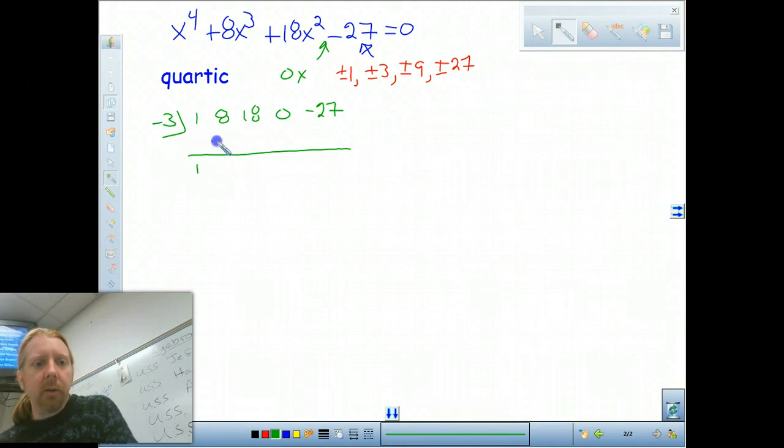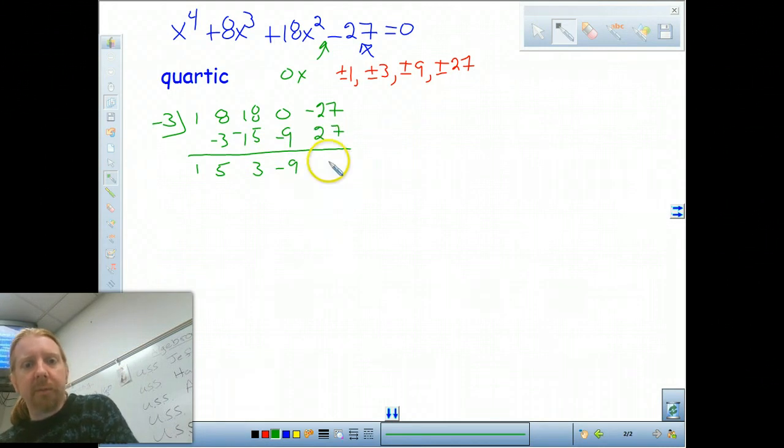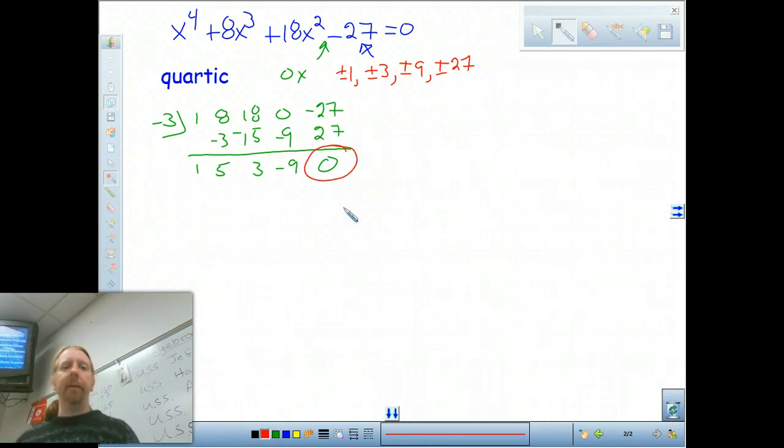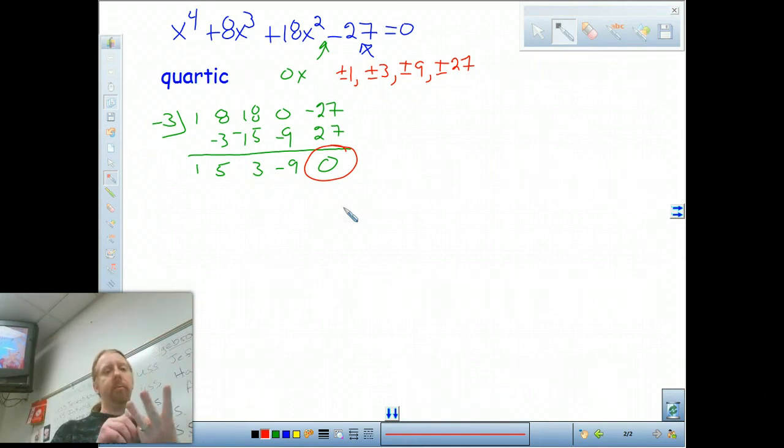So 1 times negative 3 is negative 3. 8 plus negative 3 is 5. Takes me up to negative 15. 3, negative 9, negative 9, positive 27, 0. We've got a hit. I've got one of my roots. I have 3 to go.